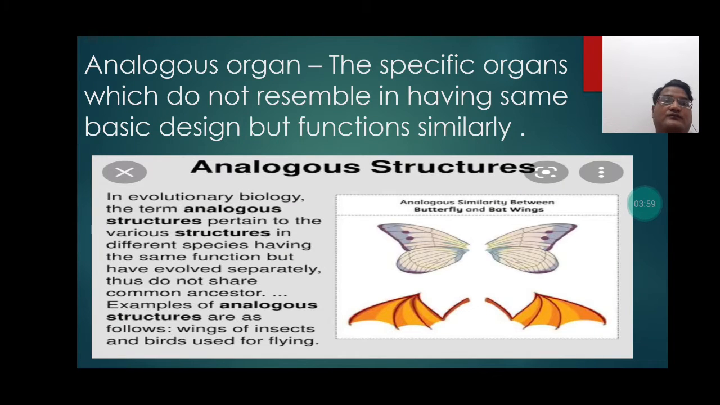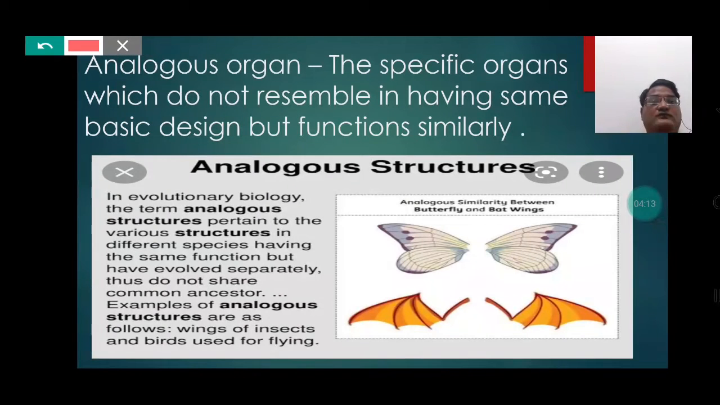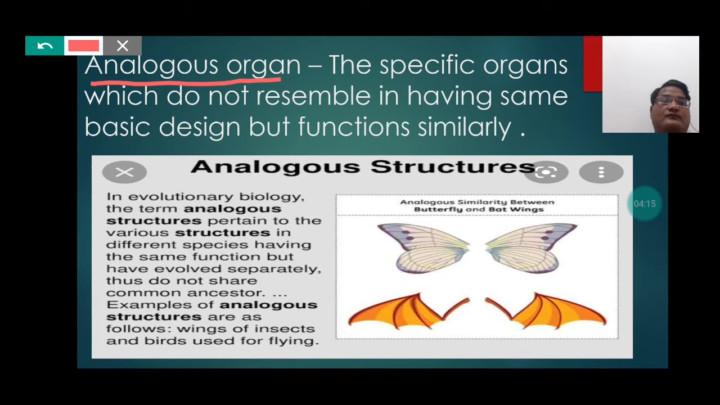Analogous organ: the specific organs which do not resemble in having same basic design but functions similarly. So students, analogous are those organs whose basic design does not resemble to each other, but still their function is same.